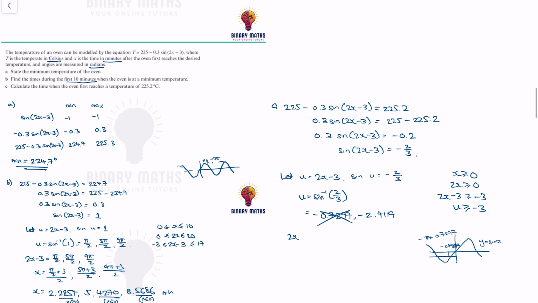So we got 2x minus 3 is equal to negative 2.4119, which means x will be equal to minus 2.4119 plus 3, divided by 2, which gives us an x value of 0.2941. This is in minutes, which is not very clear. If I times by 60, I can get it in seconds, so I get 17.6 seconds.